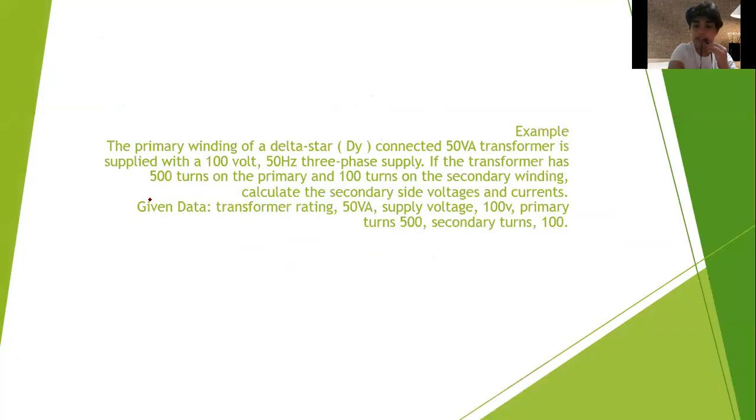So for an example, the primary winding of a delta-star connected 50 VA transformer is supplied with a 100 volt 50 hertz 3-phase supply. If the transformer has 500 turns on the primary and 100 turns on the secondary winding, calculate the secondary side voltages and currents. Given transformer rating, 50 VA, supply voltage which is 100 volts, primary turns which is 500 turns, and secondary turns which is 100 turns.